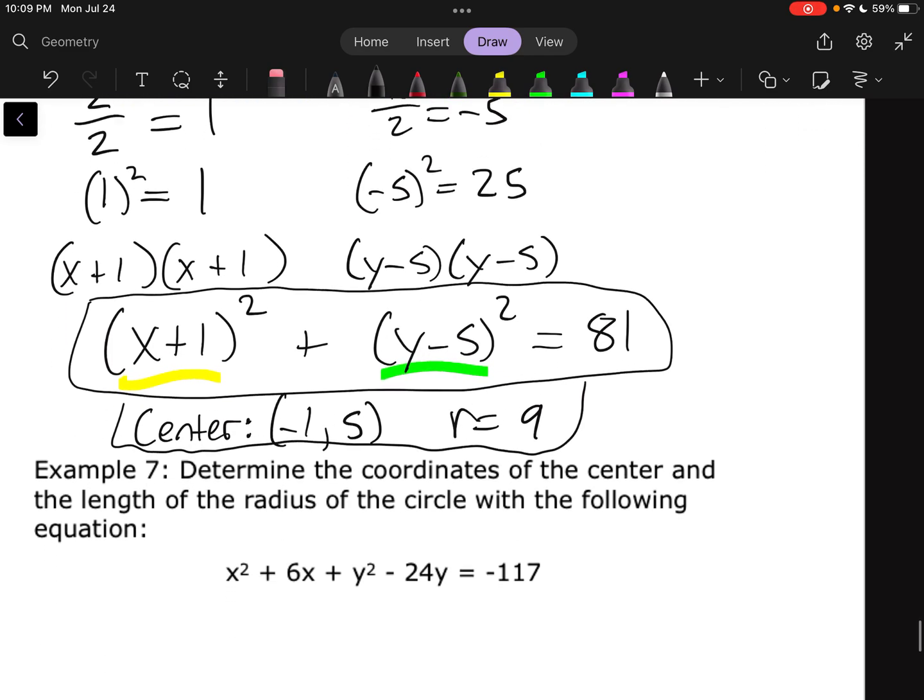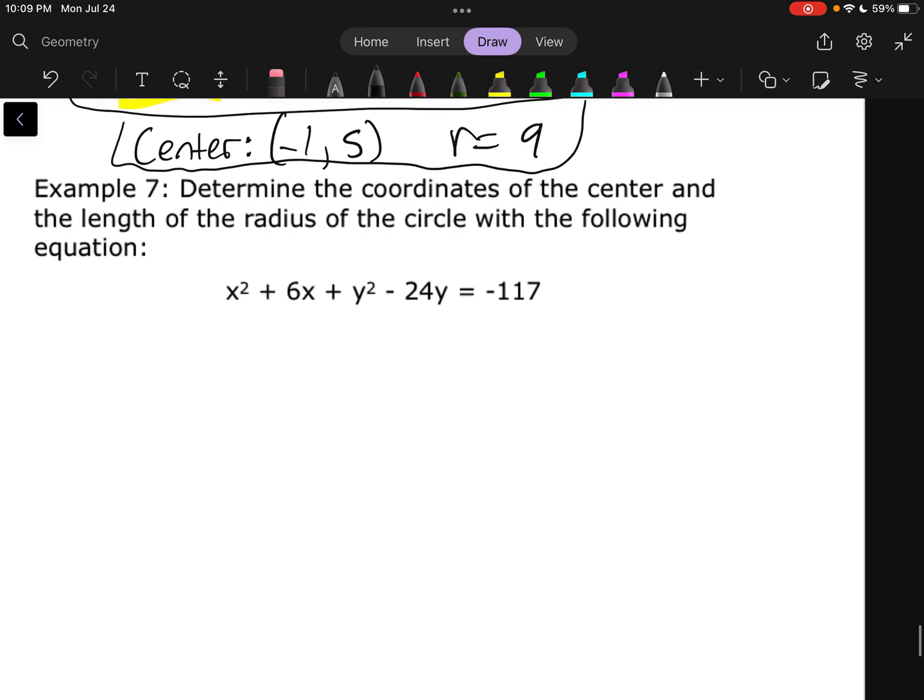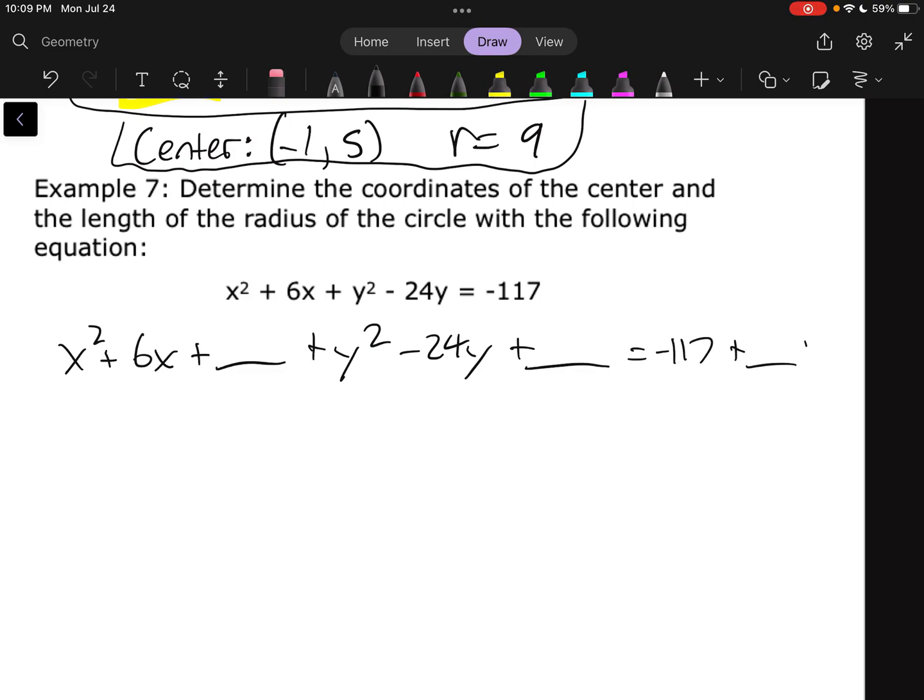All right, let's try it one more time here. So same deal. Let me spread it out a little bit. Add that blank after the 6x, add the blank after the 24y, and add the blanks over here. Okay, so let's start with the x section. Remember, we start off by figuring out what goes in the blank by taking the coefficient, dividing it by 2, and then squaring it to make 9.